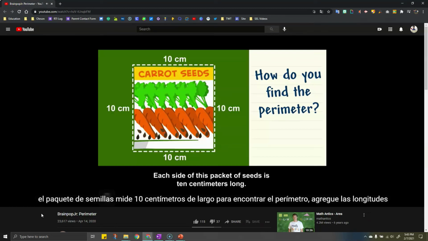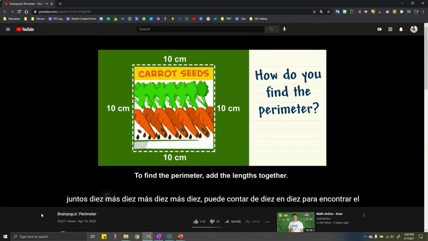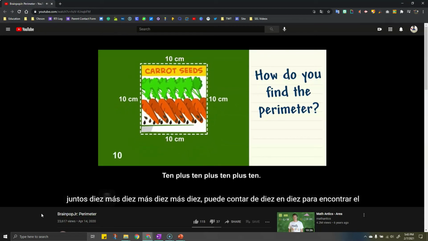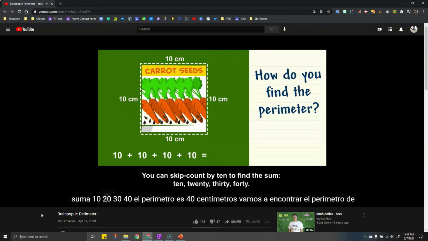Each side of this packet of seeds is 10 centimeters long. To find the perimeter, add the lengths together. 10 plus 10 plus 10 plus 10. You can skip count by 10 to find the sum. 10, 20, 30, 40. The perimeter is 40 centimeters.